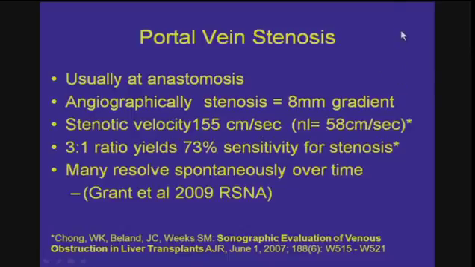So one question that a lot of people have is, what about the anastomosis of the portal vein, and what happens if you don't have a good fit, and is this significant? So this has been defined basically by angiography as an 8 millimeter gradient, a pressure gradient across this anastomosis. The literature will tell us that a stenotic velocity of 155 centimeters per second is a good criterion, and a 3-to-1 ratio between the stenotic segment and the proximal segment will give a 73% sensitivity for stenosis.